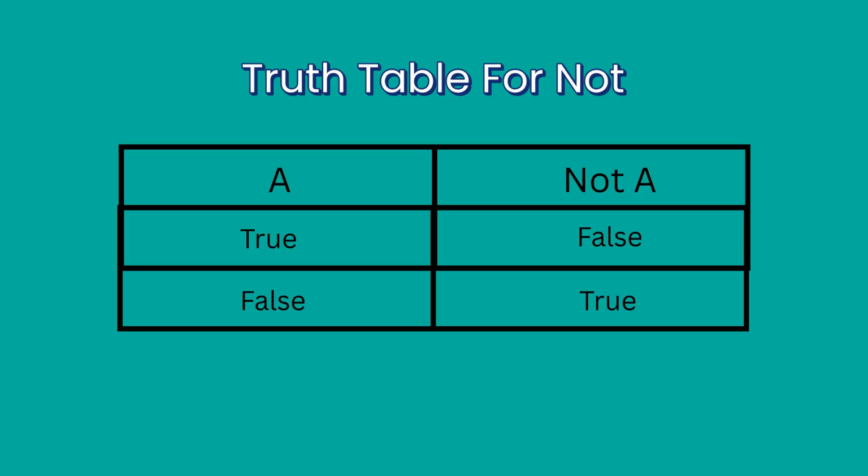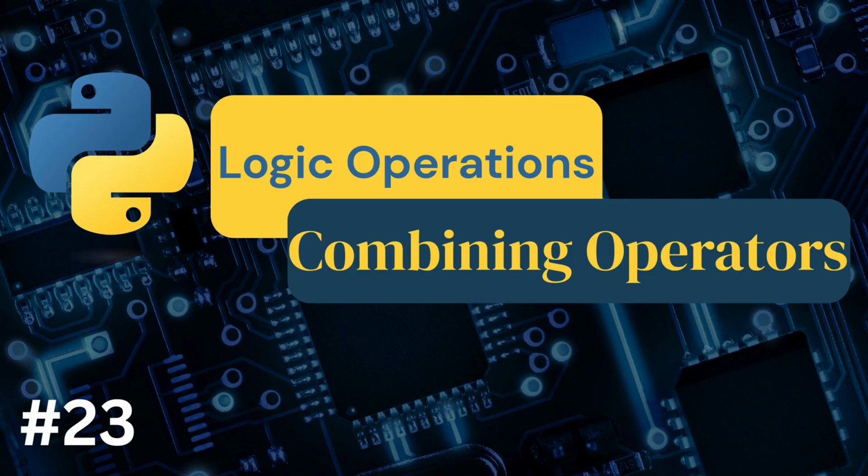Now let us look at the truth table of NOT. This one is simple but powerful. It inverts whatever condition it sees.